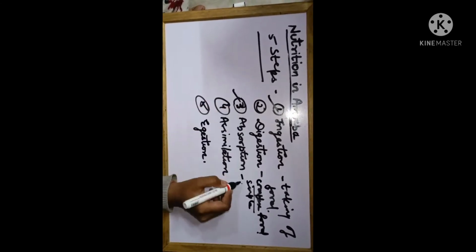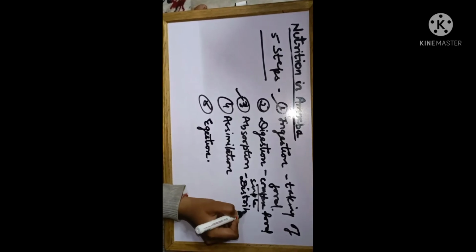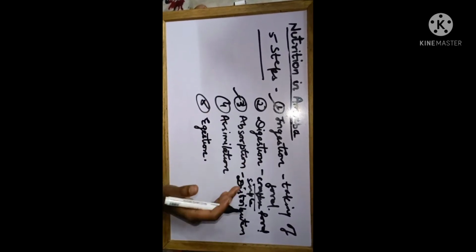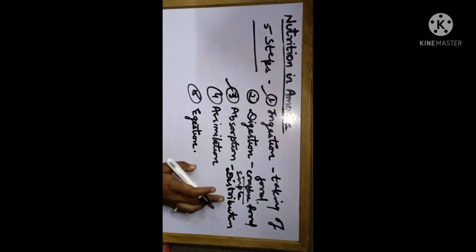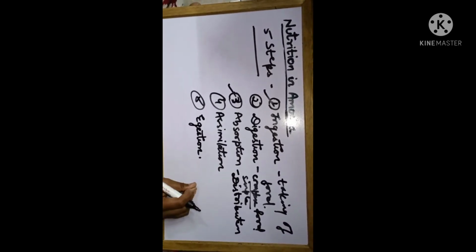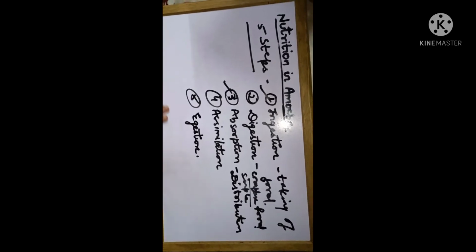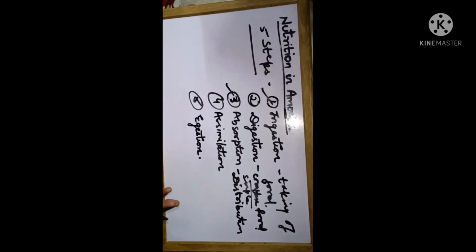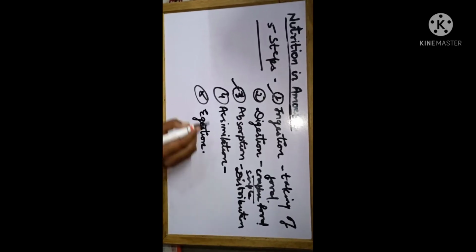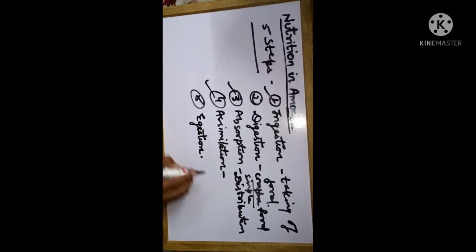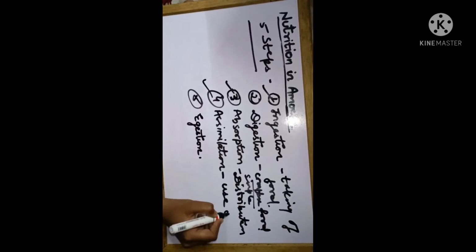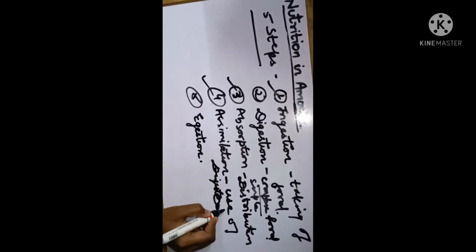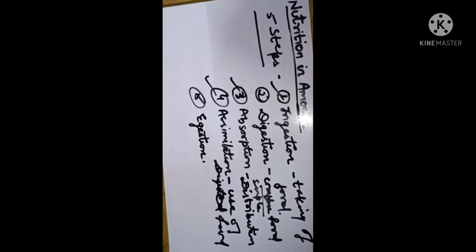Then absorption. Absorption is the distribution of the simple food. Whatever food has been converted in the process of digestion, it is absorbed in the body of an organism. It is distributed and from there it goes to the real use. Then the next process is assimilation. Assimilation is the use of digested food. So the process of use of digested food is called assimilation.